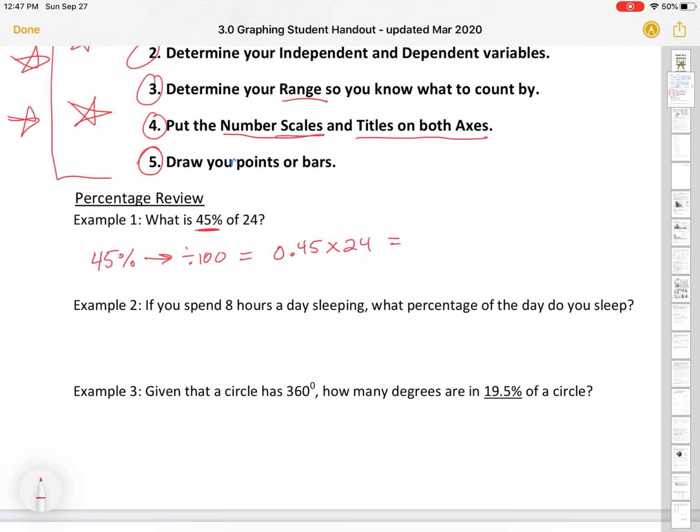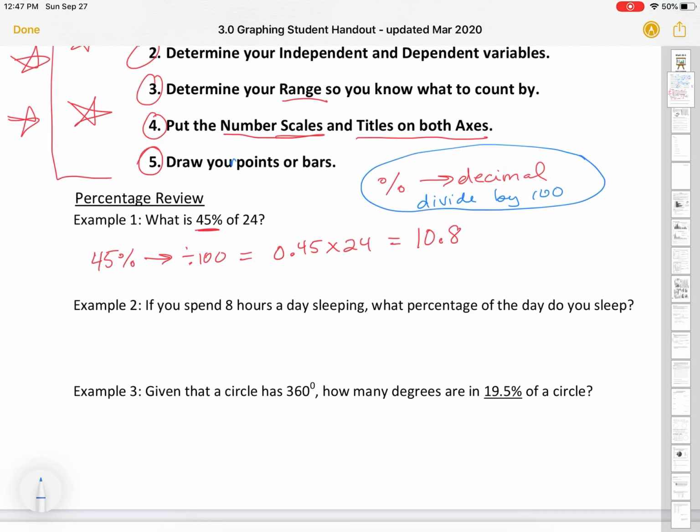So 0.45 times 24 equals 10.8. Okay? So the way we get from a percentage to a decimal is we divide by 100, okay? Once you've converted it into a decimal, you can just multiply.